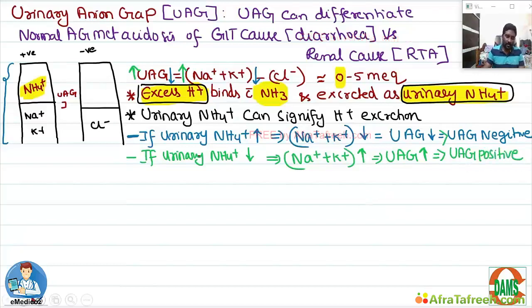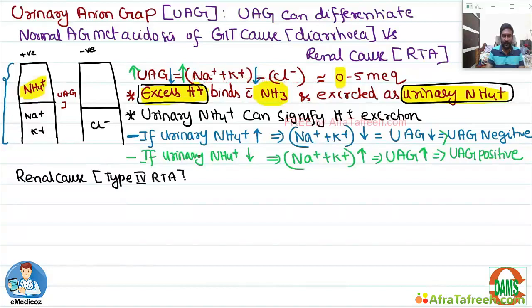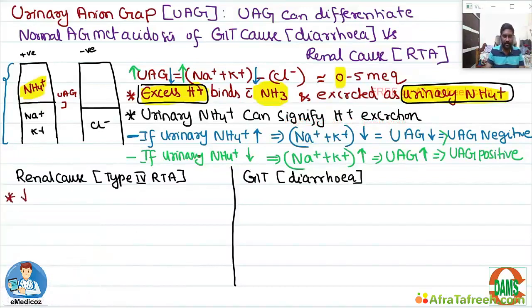Now let us see how urine anion gap will change with respect to disease. For renal cause, we take the most common type of RTA, that is type 4 renal tubular acidosis. On the other side, for GIT cause, the most important is diarrhea. Now what is the issue in type 4 RTA? In type 4 RTA, there will be decrease in H plus and K plus excretion.